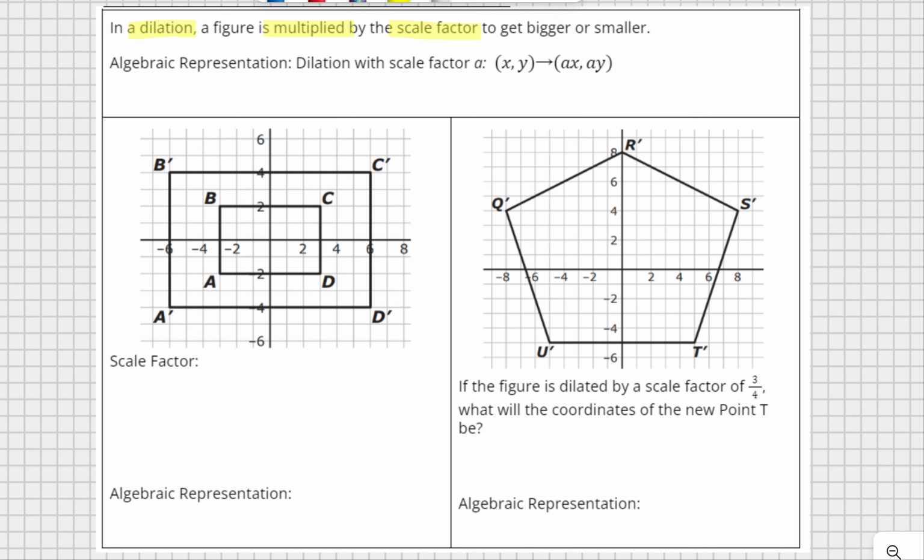If the scale factor is greater than 1, so I'm going to use a to represent the scale factor, if it's a number bigger than 1, then it's going to make the figure bigger.